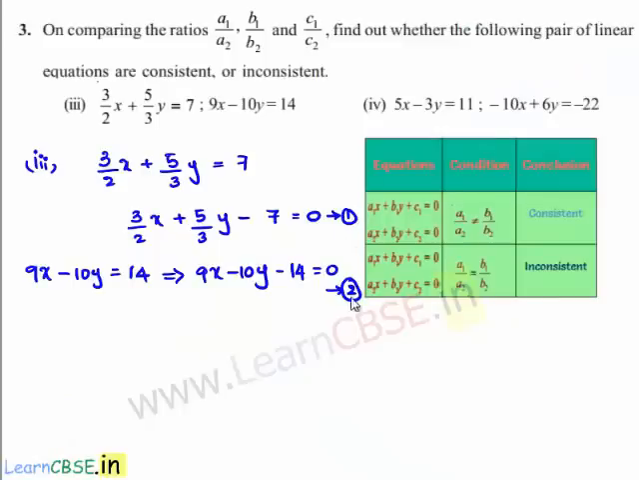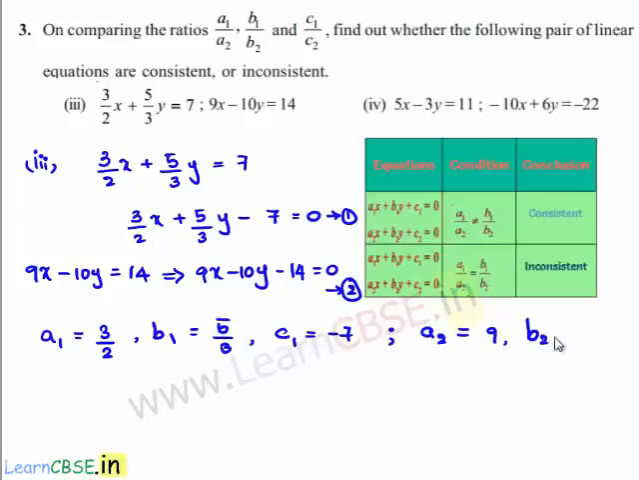If we compare the first and second equations with the standard equations, a1x plus b1y plus c1 is equal to 0 and a2x plus b2y plus c2 is equal to 0, we get a1 is equal to 3 by 2, b1 is equal to 5 by 3, c1 is equal to minus 7 and a2 is equal to 9, b2 is equal to minus 10 and c2 is equal to minus 14.